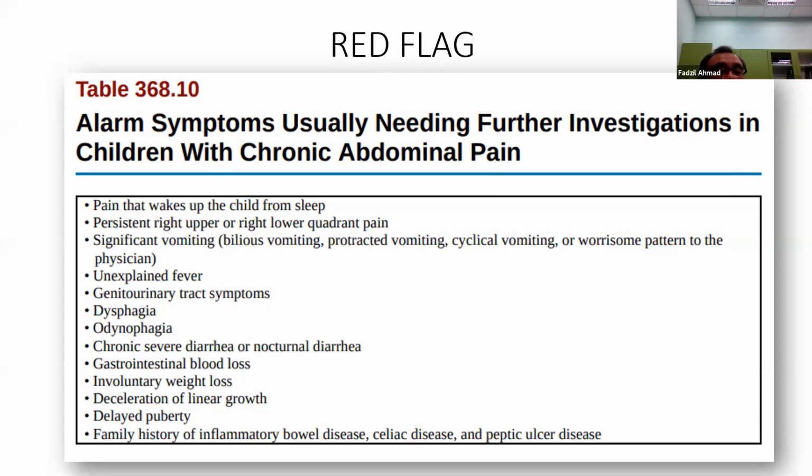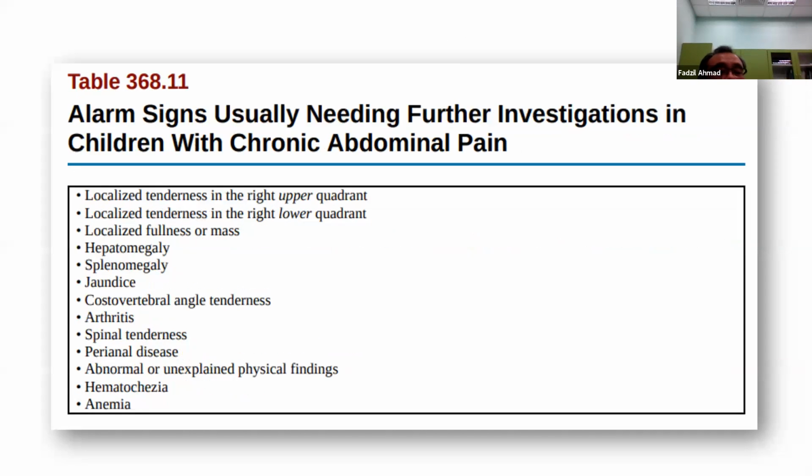And for the alarm signs, examples are localized tenderness in the right upper quadrant, tenderness in the right lower quadrant, localized fullness or a mass, hepatomegaly, splenomegaly, jaundice, costovertebral angle tenderness, arthritis. They can also present with spinal tenderness, perianal disease, abnormal or unexplained physical findings, hematochezia, as well as anemia.